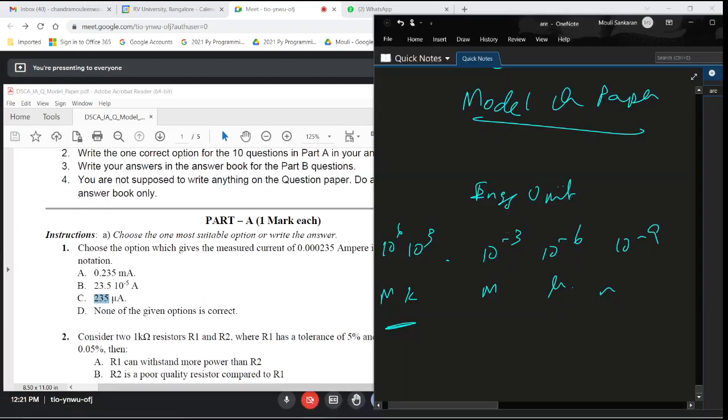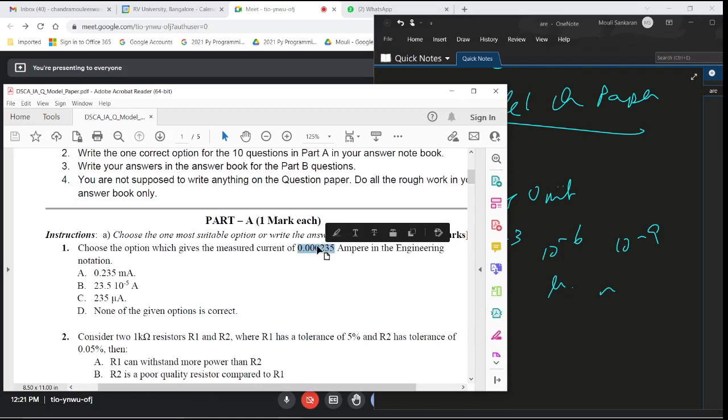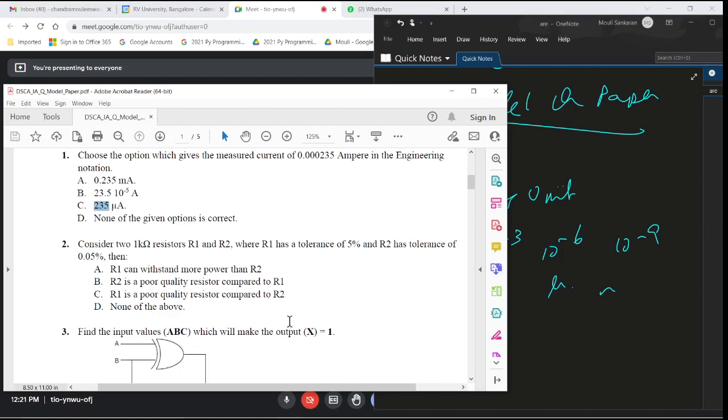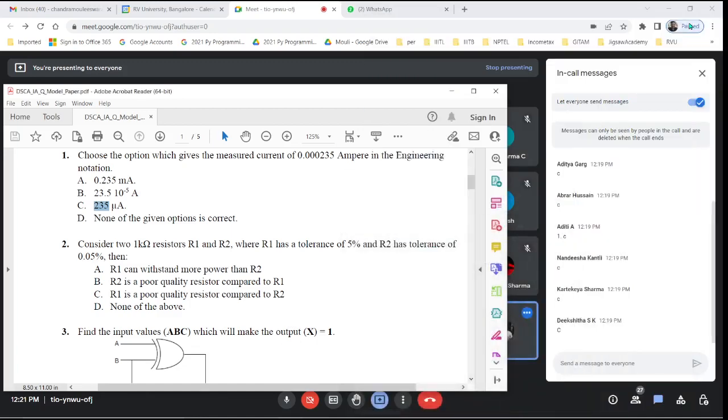But if you want more, you need to use one of these short notations to write the given number. You are not supposed to modify the value. Even if you write 235 microampere, it is the same as what is given here. The only thing is you are changing the notation and the number that you are displaying. This is called the standard engineering units notation. Now, what about this? Very simple.